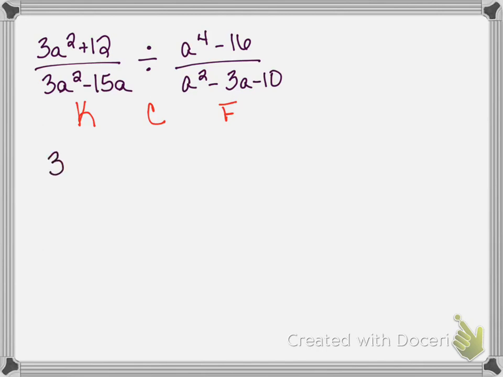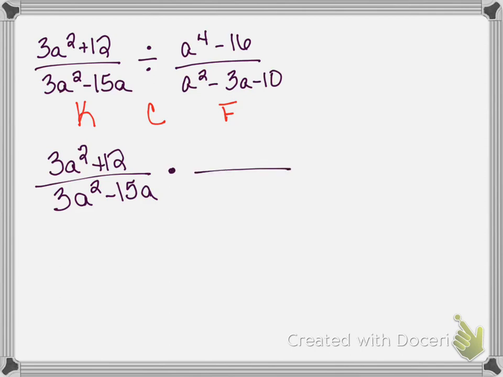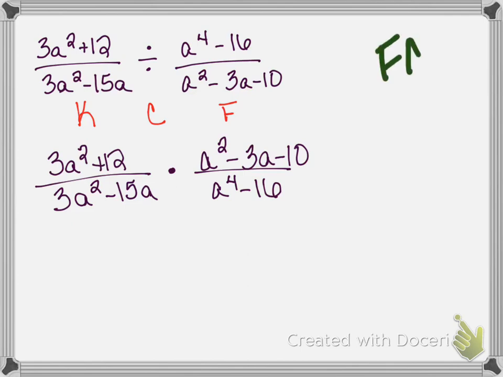So I have 3a squared plus 12 over 3a squared minus 15a. I change my division to multiplication. Then I flip. I'm doing the reciprocal. So my denominator becomes my numerator. My numerator becomes my denominator. Okay, now you have got to factor all of this. And hopefully we are comfortable factoring. You've got to factor this.